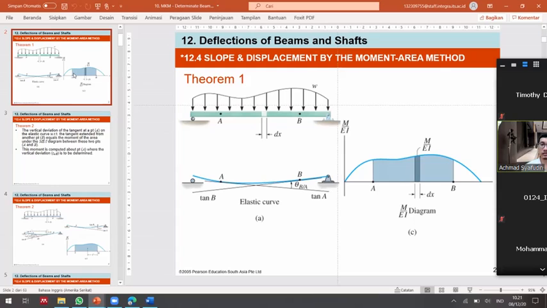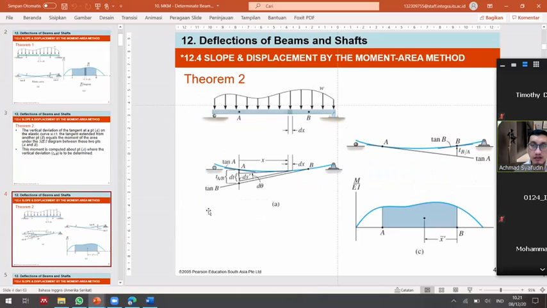So please focus on these two theorems because they will be the basic moment area method. This is the angle between 2 points. And the last one is the vertical deviation or maximum deflection of one point considered from another point.